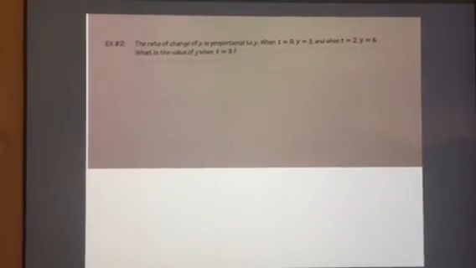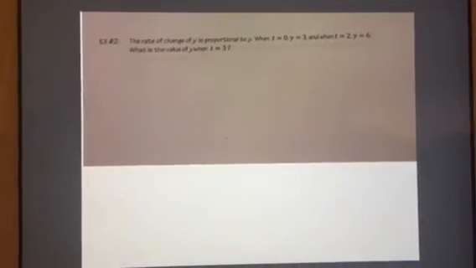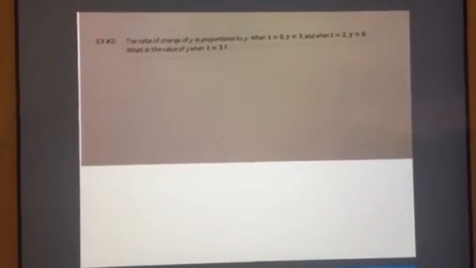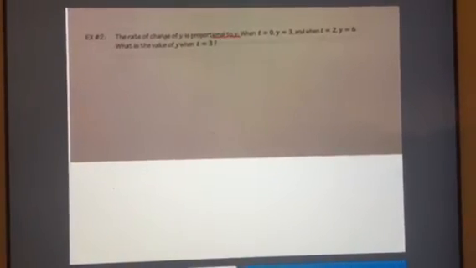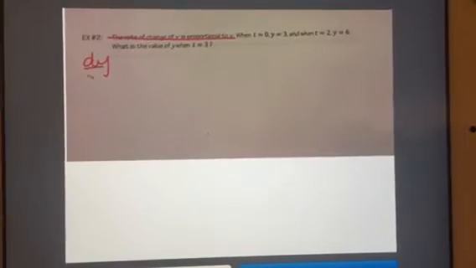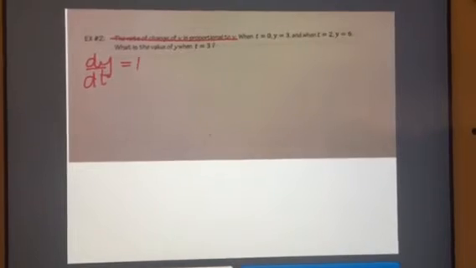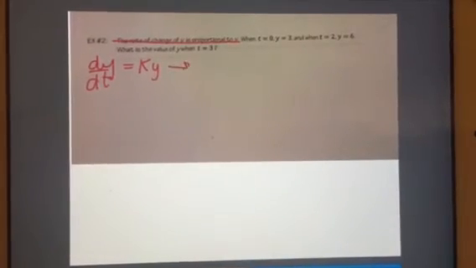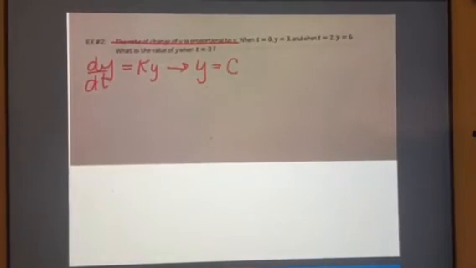So let's do an example with actual values. The rate of change of y is proportional to y. When t is 0, y is 3. When t is 2, y is 6. So what is the value of y when t is 3? Well, because of this statement right here, the rate of change of y is proportional to y, we automatically know that it's going to give us dy over dt is equal to ky, which then gives us the equation y is equal to ce to the kt.